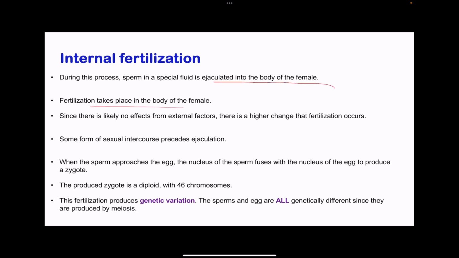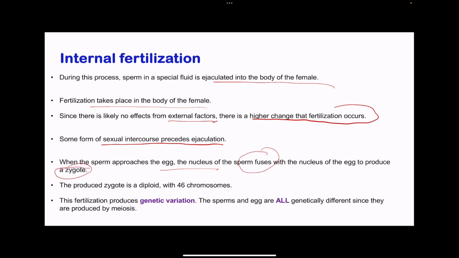Fertilization is going to take place in the body of the female, and because it takes place inside the body, there are no external factors that are going to hinder the movement, so there is a higher chance of fertilization taking place. And some form of sexual intercourse precedes ejaculation. So the sperm is going to swim inside the female and reach the egg so that fertilization can occur when the two fuse together, and the zygote is going to be produced.